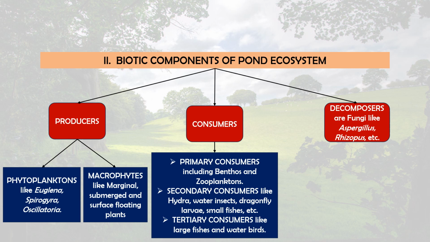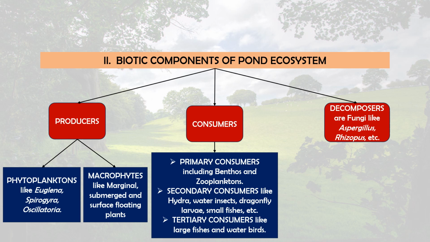Now, the next biotic component is consumers. They are heterotrophs and depend on producers for their nutrition. So there are three orders of consumers in pond ecosystem. First one is primary consumer. They are herbivores feeding directly on the plants or their remains. They are further differentiated into benthos and zooplanktons.